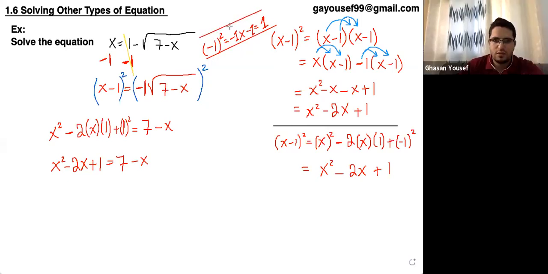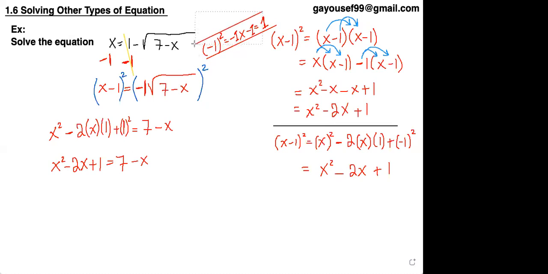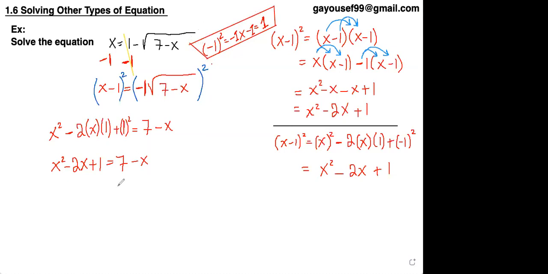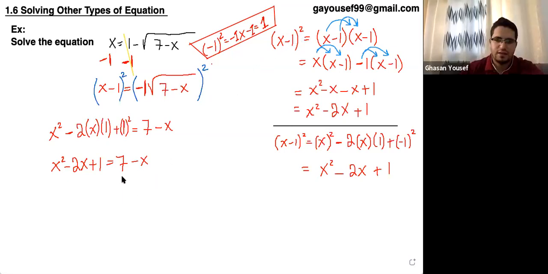So now what's the next step here? What should I do here? Now I get x squared minus 2x plus 1 equals 7 minus x. What is my next step? You subtract, you add 2x to both sides. Subtract 1 from both sides. You would rather take the smaller part to the bigger side, then it's less work. Yes, exactly.